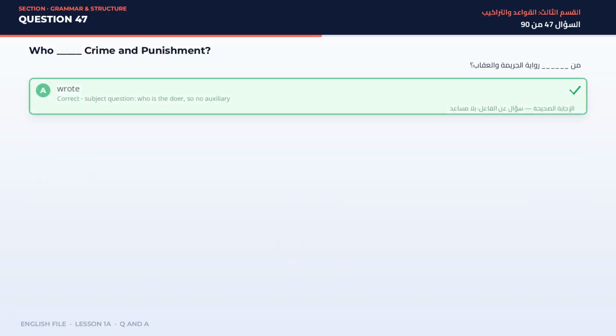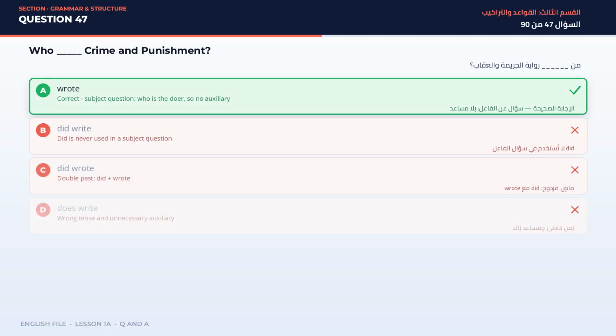Question 47. The answer is A, wrote. Subject question, who is the doer? So no auxiliary. Not B, did is never used in a subject question. C, double past, did plus wrote. D, wrong tense and unnecessary auxiliary.